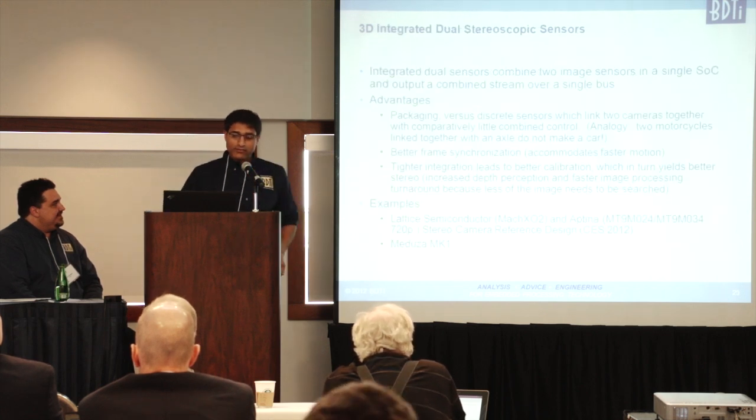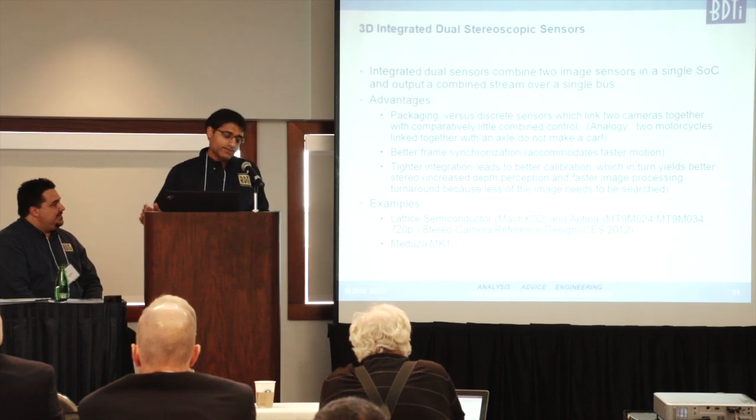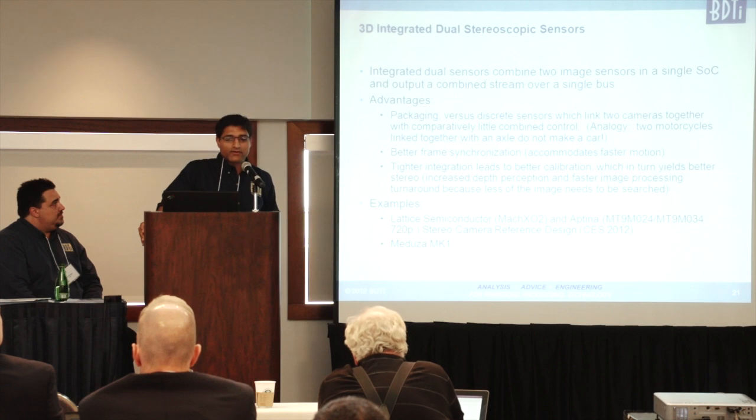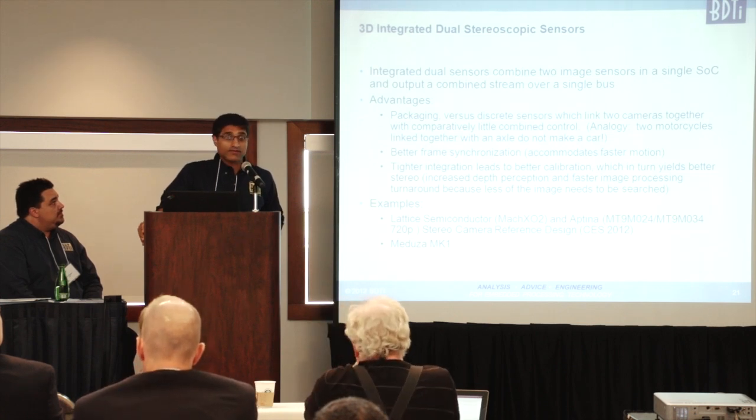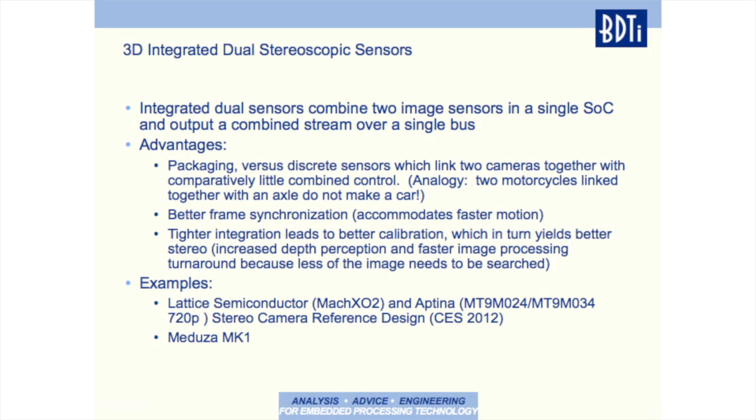So as opposed to discrete binocular sensors, there's also dual stereoscopic sensors where the 2 sensors are integrated. And you combine 2 image sensors into one system on a chip, and you output a combined stream over a single bus. So some of the advantages of that are the packaging, obviously, and also you get a lot of nice combined control versus basically bolting 2 cameras together, as you saw in the previous slide.